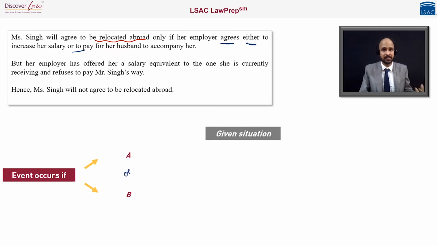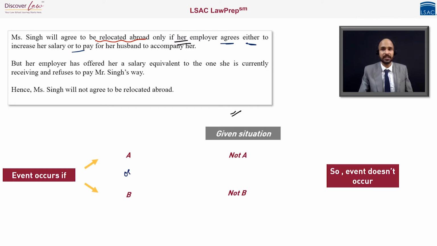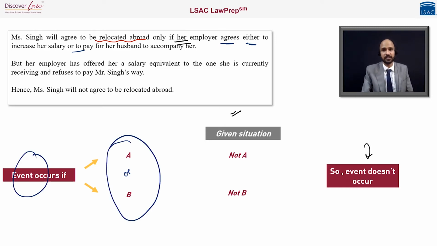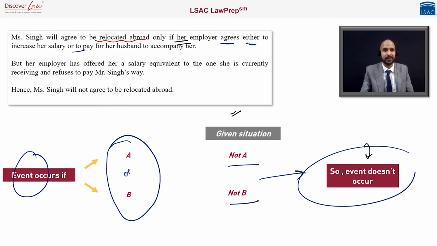But the given situation here is that you have not A, because you can see here that there is no increase in her salary. And then you can see that there's not B. And the conclusion is that therefore the event does not occur. So you have the structure of the argument in place: the event occurs if either this or this. What we find is that neither this nor this. Therefore, the event does not happen. Once you have this clarity, you'd find the answer pretty easy to pick.